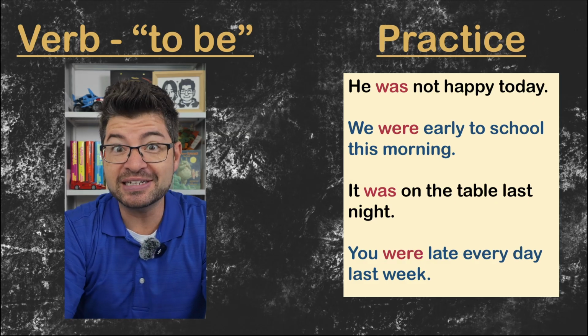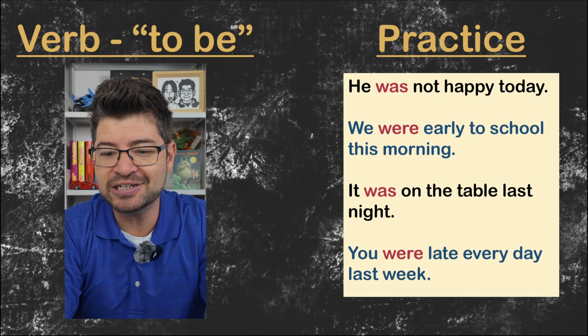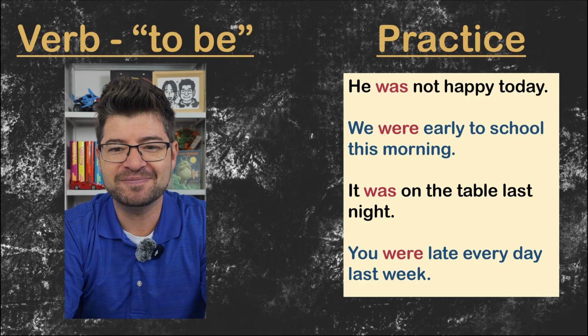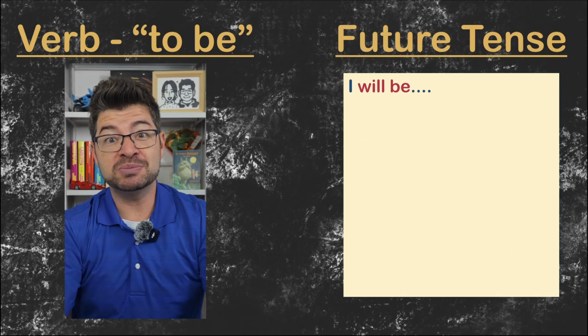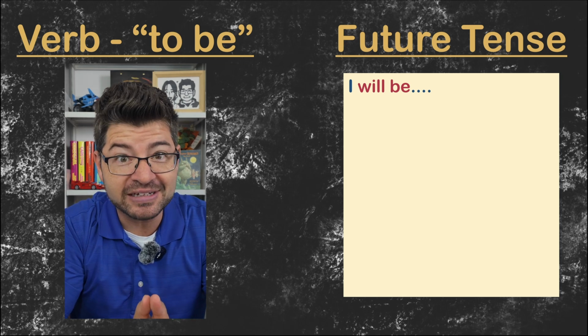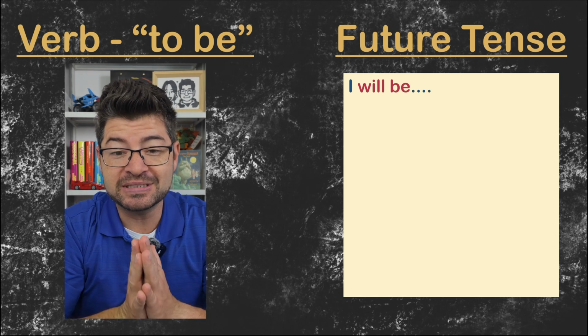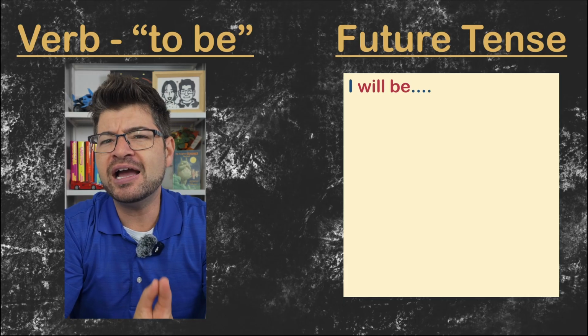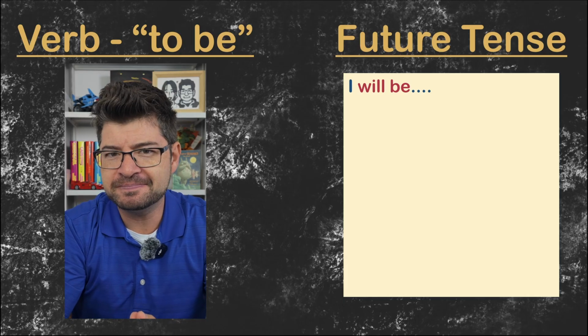Naughty, naughty. You have to get up earlier or leave your house earlier because you were late every day last week. How'd you do? I bet you did fine. Yeah, you got this. Now let's move on to the future tense. And the future tense, thankfully, is very easy. You see here, we add will be to I. I will be hungry later.